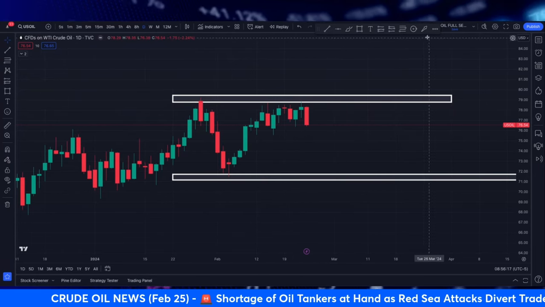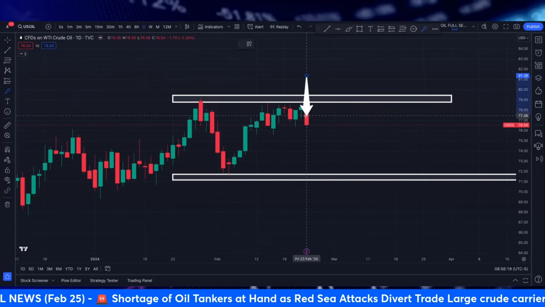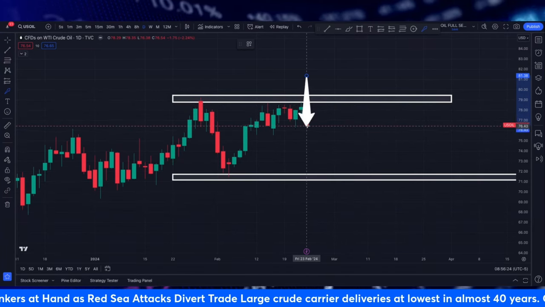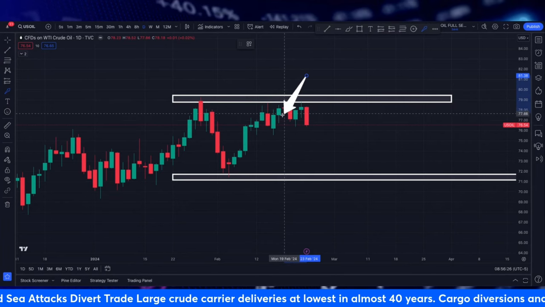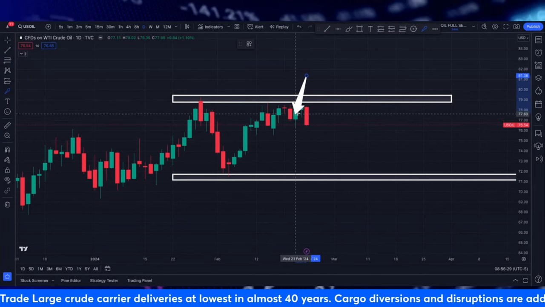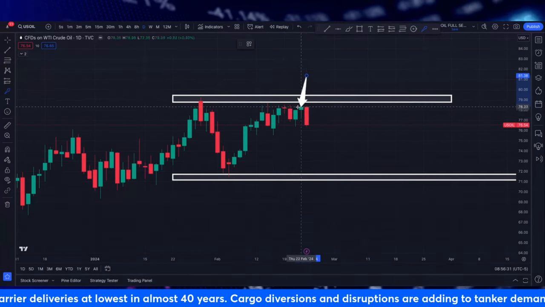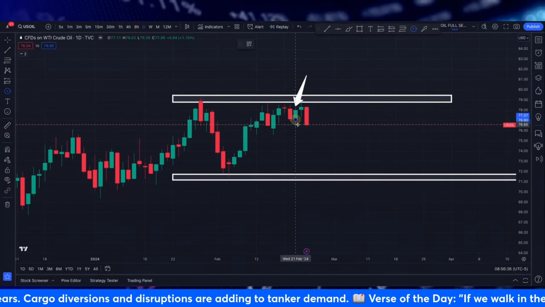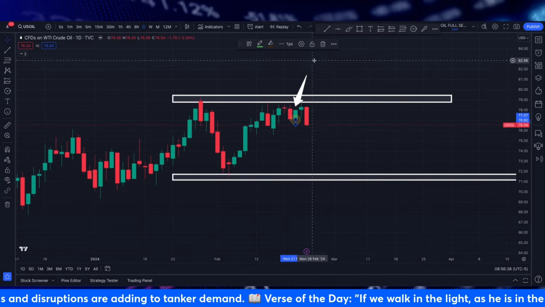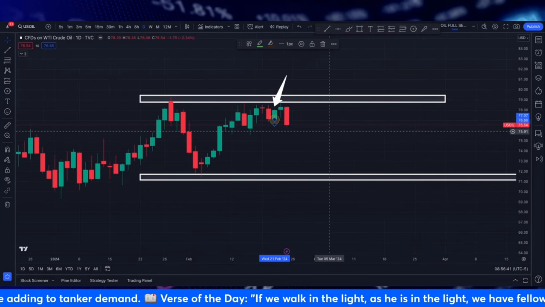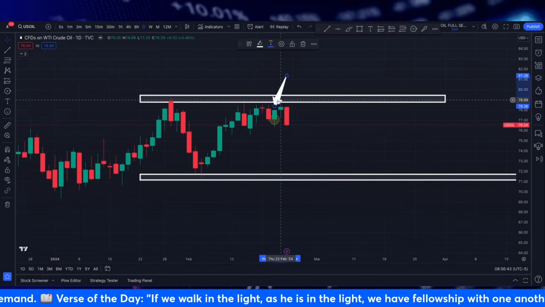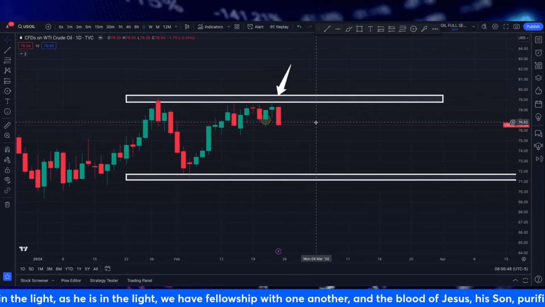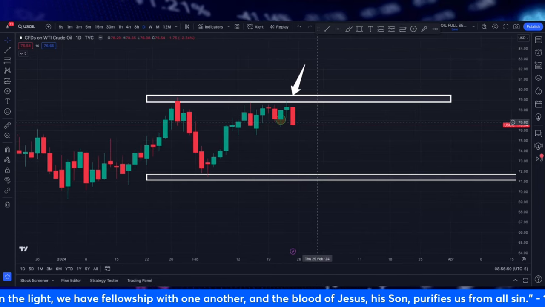This daily candle right here gives us a lot of clues because this daily candle closed below the previous three daily candles that were here. So when we look at this area, we see that we now have a for sure closure. This is leading a little bit into where I believe we are going to be headed with crude oil in the short term.